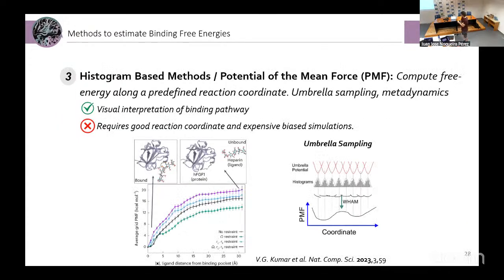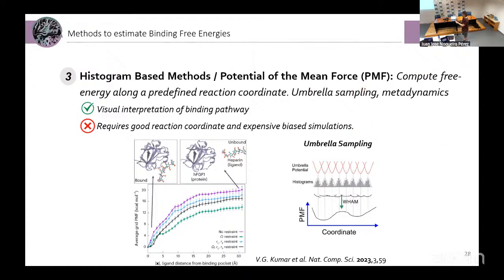Then we have another kind of methods that are called histogram-based methods. This is the same idea as I mentioned before. Basically, we calculate the probabilities from our simulation, but the main difference here is that we perform enhanced sampling simulations. So instead of using conventional molecular dynamics, we can calculate the binding affinity using enhanced sampling methods, for instance, umbrella sampling, metadynamics.